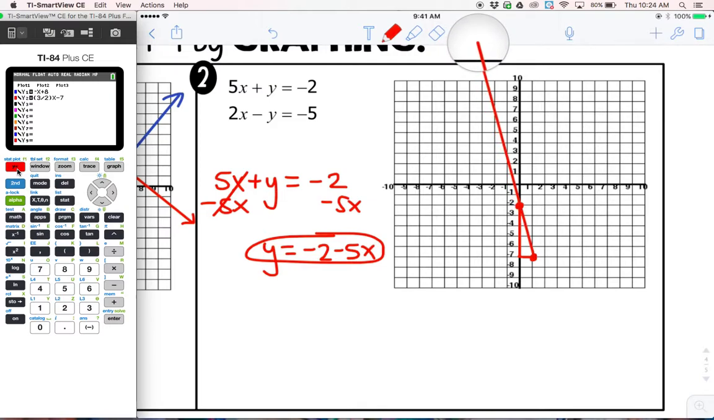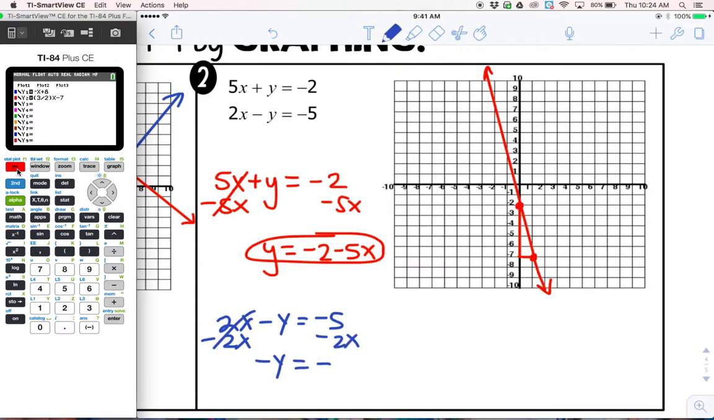Let's see, 1, 2, 3, 4, there we go. There's my line. And now let's do our second one. We started with 2x minus y equals negative 5. Got to get rid of that 2x, so minus 2x on both sides. We got negative y equals negative 5 minus 2x. You cannot leave this negative on the y, so I'm going to divide everything by negative 1. So I've got y equals a positive 5, and then a negative divided by negative is a positive 2x. All right, so here's my second equation.